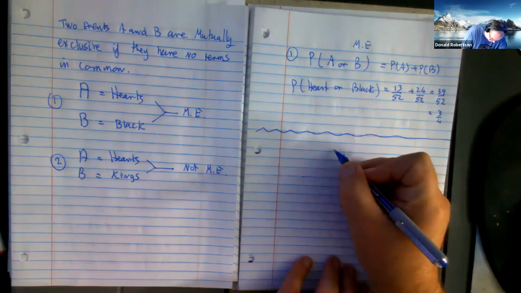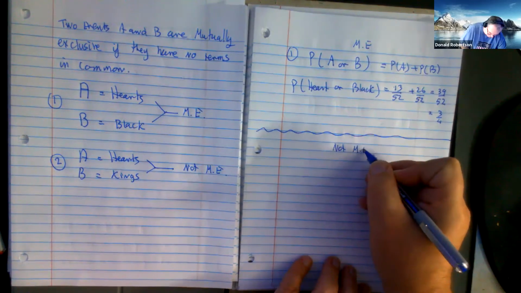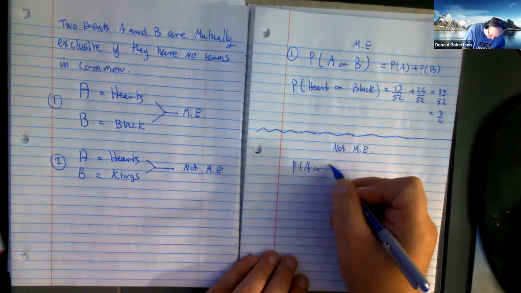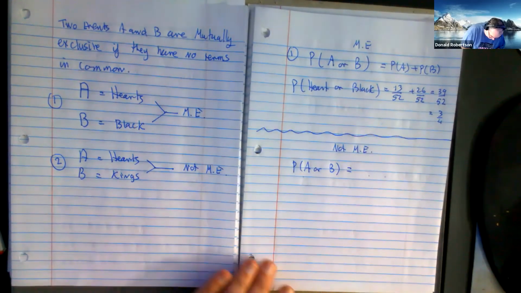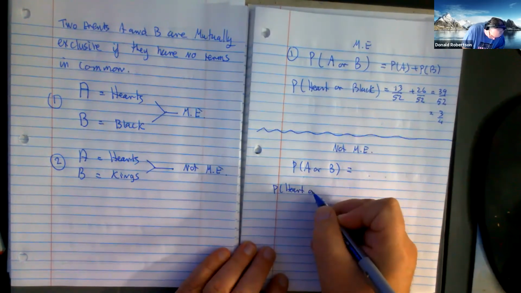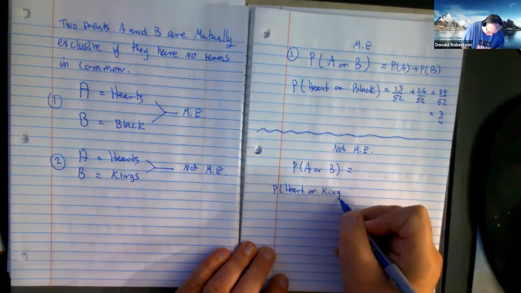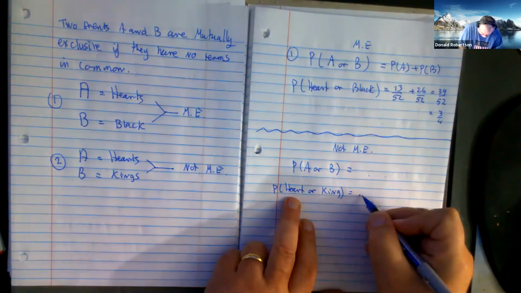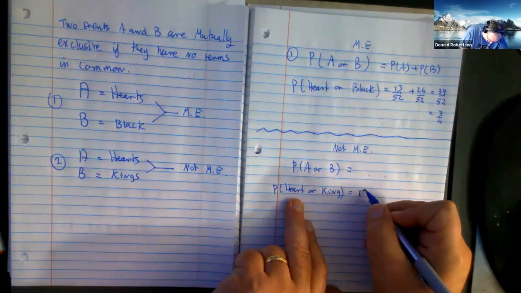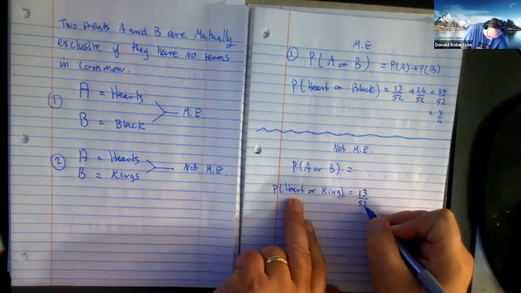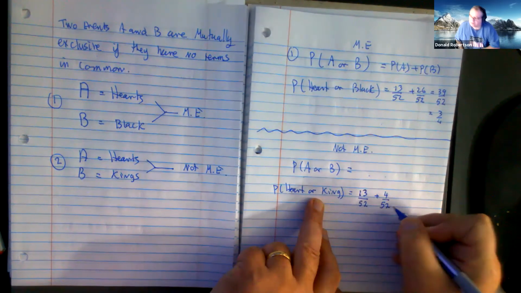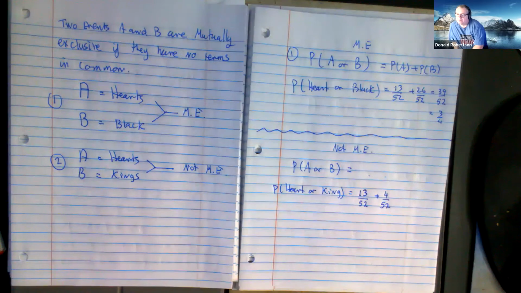Now, if the 2 events are not mutually exclusive, the probability of A or B is more complicated. So let's do this one. What's the probability that you get a heart or a king? Normally I do them all on one big 52, but we'll separate it out. There are 13 hearts. There are 4 kings. But we're double dipping here, aren't we?